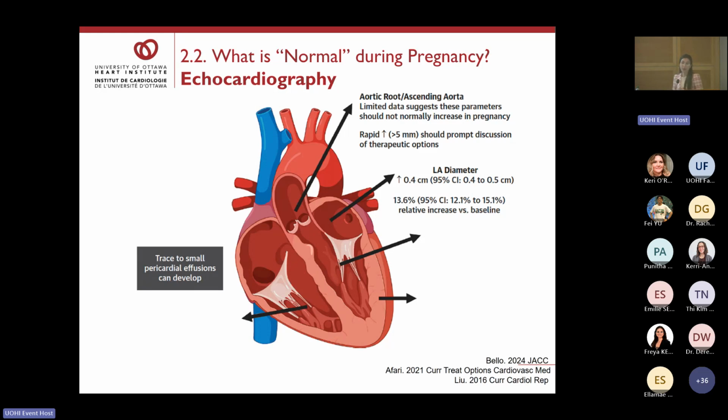The behavior of the aorta in pregnancy is a bit of a complex one, and it's outside what I'll have time to discuss today. But overall, we should not see significant changes in dimensions of the aorta. And up to 40% of women are going to have a trace to small pericardial effusion that results in the postpartum period.